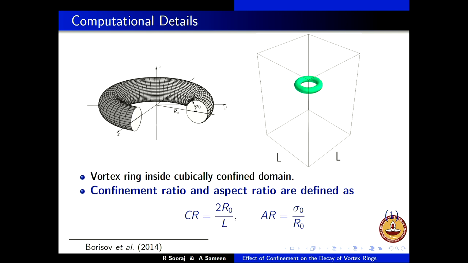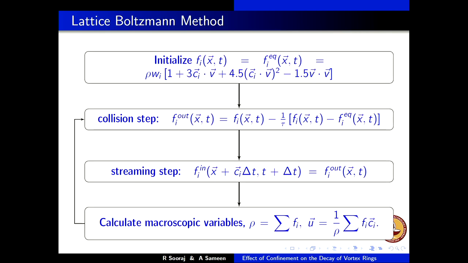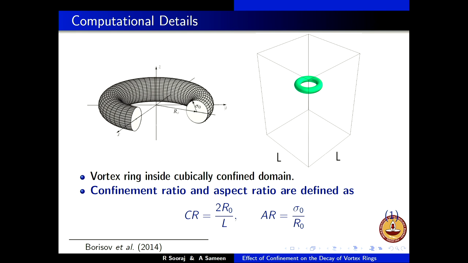Now these are the computational details. The vortex ring is inside a cubically confined domain. Here is the vortex ring, R naught is the ring radius, and sigma naught is the core radius, which is also circular. This vortex ring is kept inside a cubical domain with side walls of length L, and along the axial direction I am taking a periodic boundary condition. The confinement ratio in our study is defined as 2 R naught by L, and the aspect ratio for the vortex ring is defined as sigma naught by R naught.